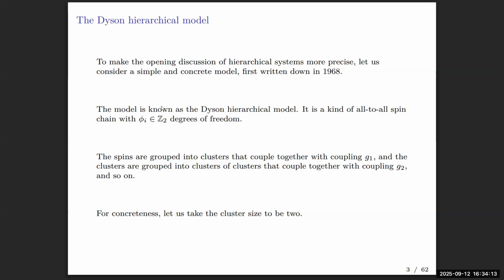Now the idea is that we have spins that are grouped into clusters, and all the clusters have some specific coupling amongst them. Then additionally we have clusters of clusters, where across clusters there's an interaction, and then clusters of clusters of clusters, and so on, however many layers you want. The cluster size you can take to be anything, but for concreteness, we'll take it to be 2.